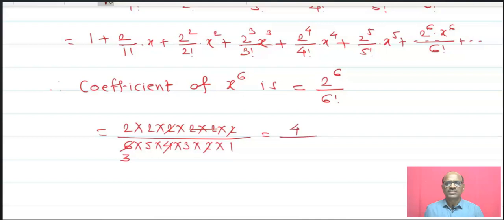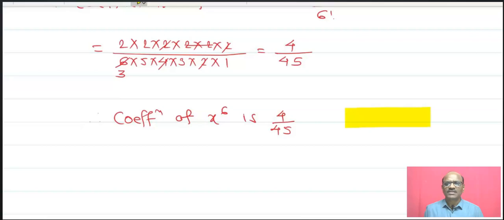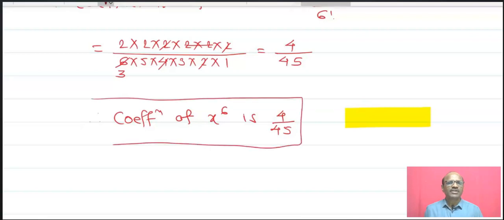Here are the cancellations, and that is equal to 4 upon 45. Therefore, the coefficient of x raised to 6 is 4 upon 45. Now the answer given in the textbook is different from my answer. If you agree, then write it down. If you do not agree, then you don't write this.